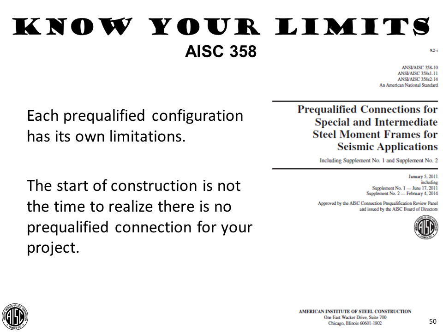For each configuration, each connection type in 358, it's going to have its own set of limits. You want to make sure at the start, before the start of construction at least, that there's a pre-qualified connection for your project, because you certainly don't want to find out after construction starts, after everything's been released for construction, that you have to do some sort of testing program or do a lot of backing up through your calcs to resize members and that sort of thing.